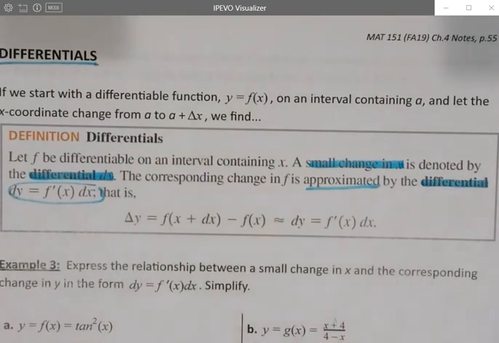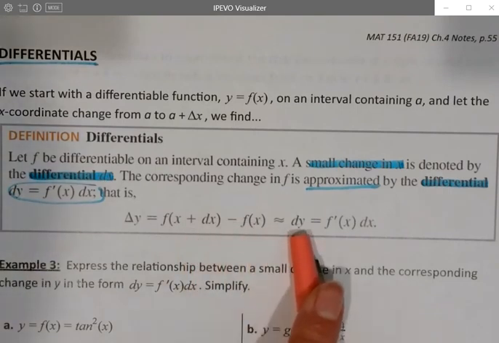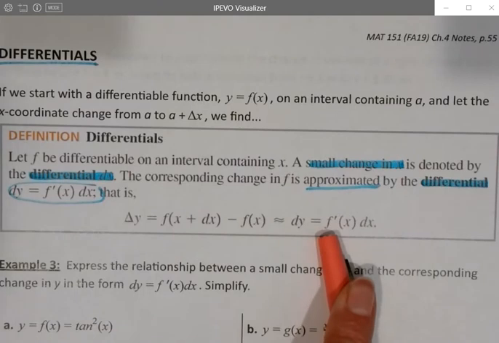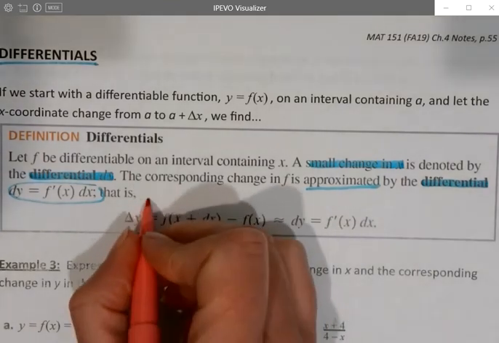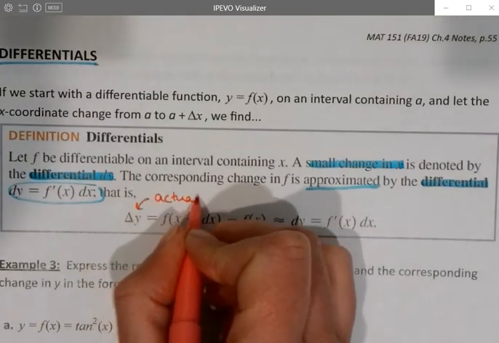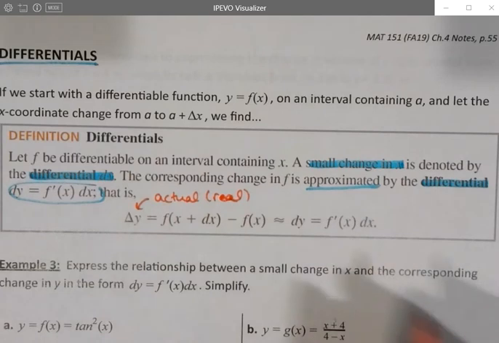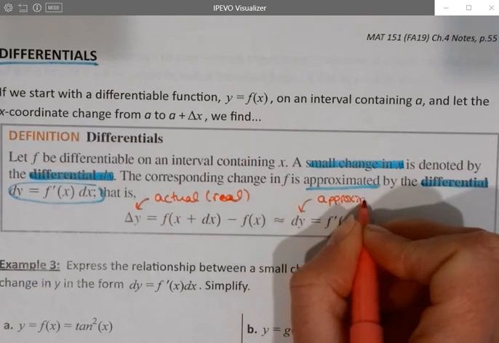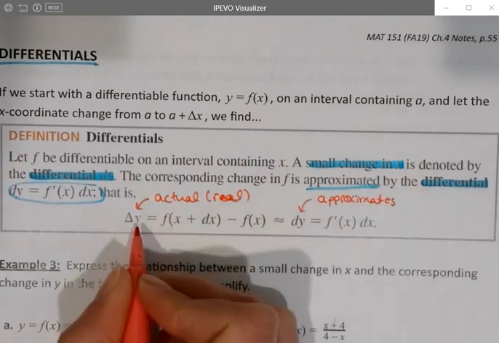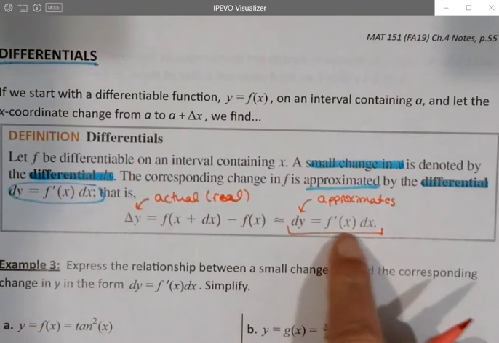So if I look down for the use of this, delta y, which is the difference in the two y coordinates, is approximately dy, which is the derivative times the differential dx. So delta y is the actual difference, the real difference, and dy is its approximation. Oftentimes in a real world setting, it's hard to know what the actual change in the output is, but we can approximate the change in the output easily if I have a function and a differential.